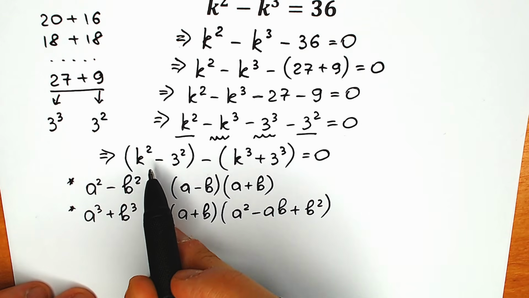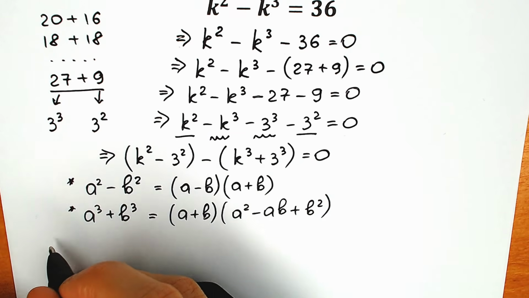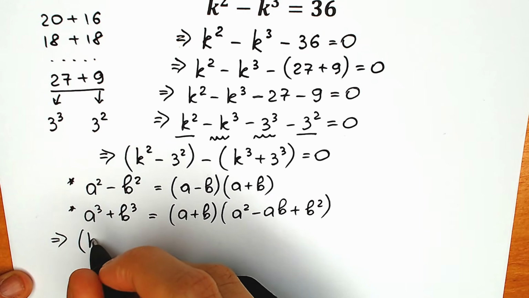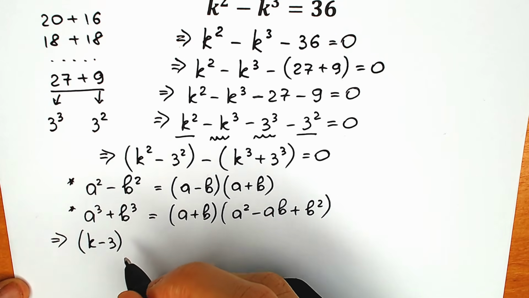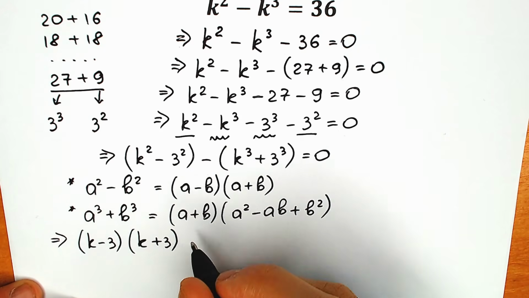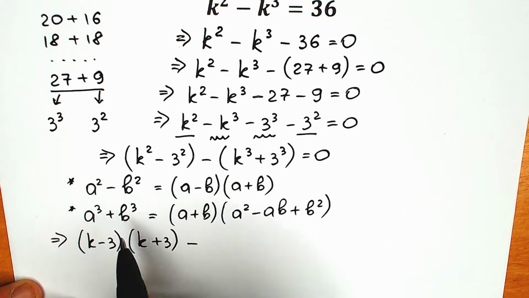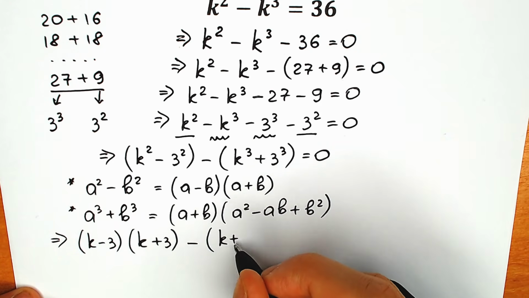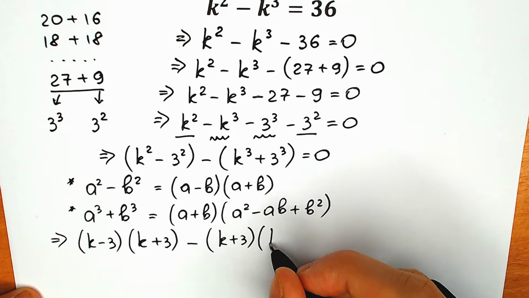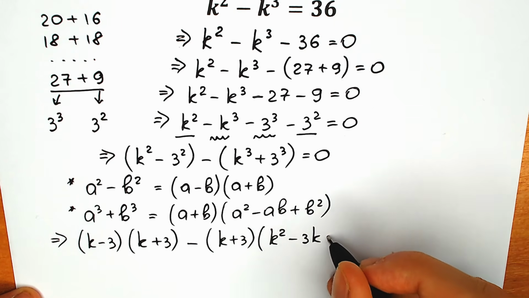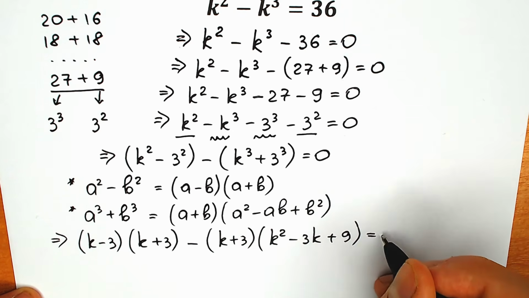So right here, difference of squares. Right here, we apply a sum of two cubes. So let's start with difference of squares: k minus 3, k plus 3. First formula, k plus 3. Second thing, we have minus. Right here, we have sum of two cubes. So we have k plus 3, and in other parentheses, k squared minus 3k plus 9 equal to 0.